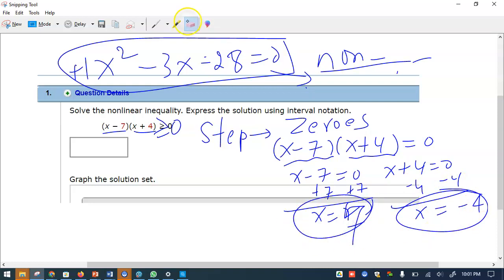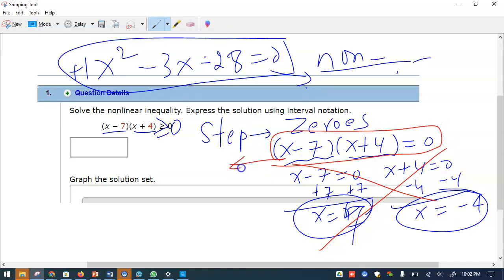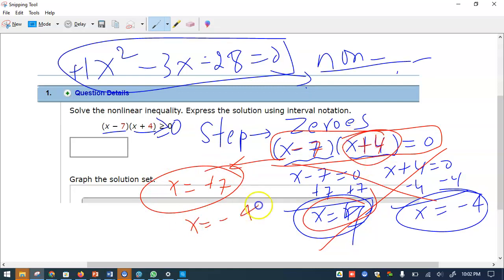Now the question is, do you have to write the steps? No, you can skip these steps and say, hey, you know this, right? The opposite of minus 7 is plus 7 for the first one, and the opposite of plus 4 is minus 4 for the second one. So these are the zeros of this equation, where the graph of the polynomial function exactly crosses the x-axis.